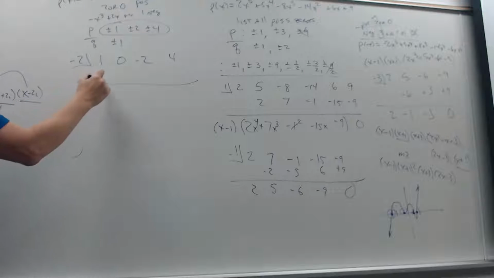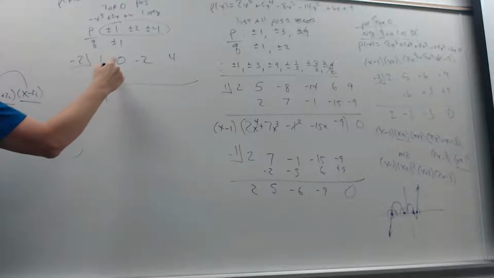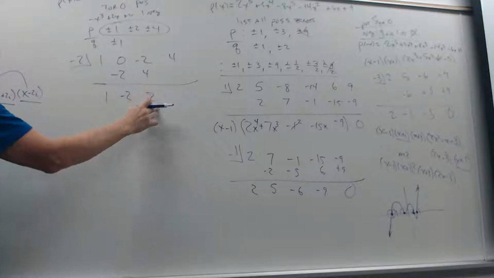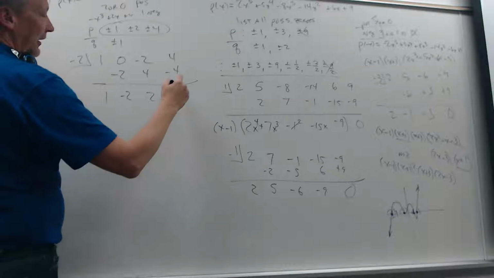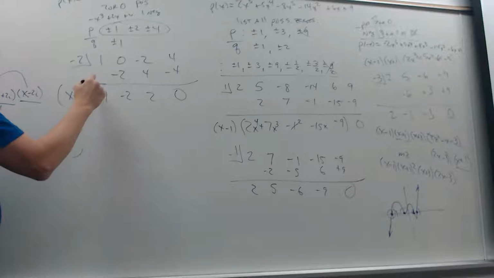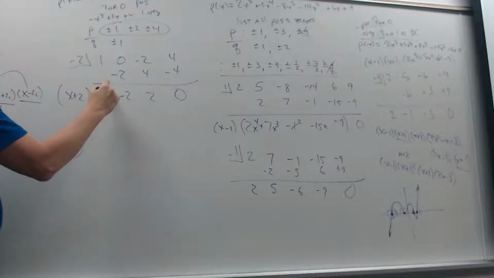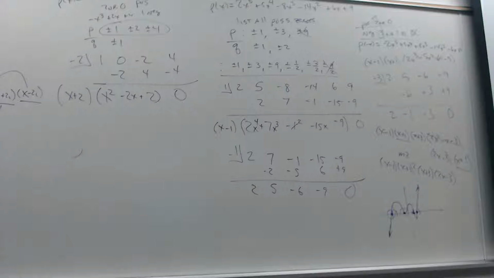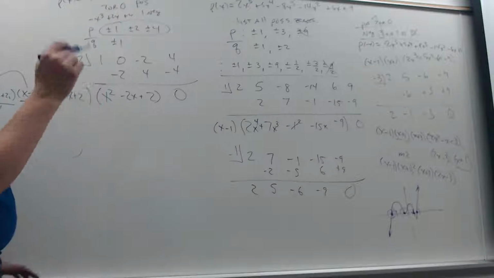Okay, so you bring down the 1, and then it's 1 times negative 2, so that's negative 2, and then it's positive 4, and that's 2, and then that's negative 4, and that's 0. All right, so this becomes the factor x plus 2, and then this becomes x squared, negative 2x, and then 2. And that's not factorable. It is, isn't it? No, because of the signs. You can try to factor it, it's not.